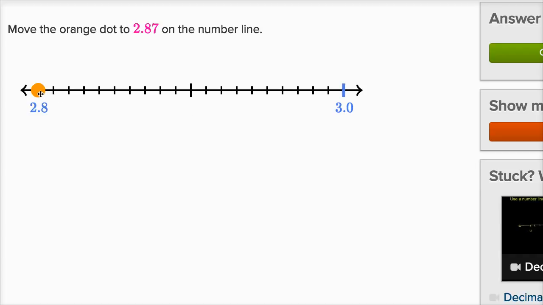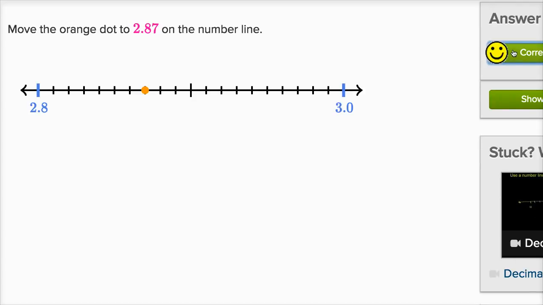So this is 2.8. This would be 2.81, 2.82, 2.83, 2.84, 2.85, 2.86, 2.87. Now we could just check. This would be 2.88, 2.89, 2.9, which is 2.90, exactly halfway between 2.8 and 3.0. So I'm feeling good about that. Let's check our answer. We got it right.